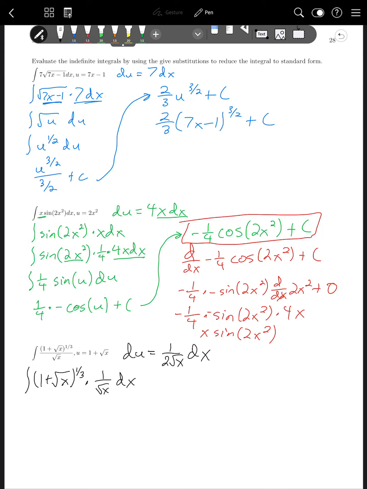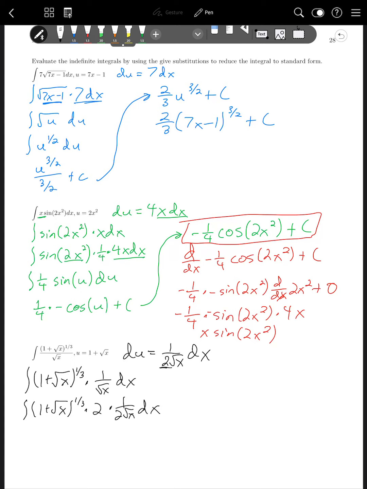And so what am I missing here? Well, I'm missing this 2, right? I don't have that in the denominator, so I need to get that in there. So if I'm going to put a 2 in this denominator, I also need to put a 2 in the numerator. So we could rewrite this as 1 plus the square root of x to the 1/3 times 2 times 1 over 2 root x dx. And now notice, these would cancel, right? So I haven't changed the expression value, I've just changed the way it looks.